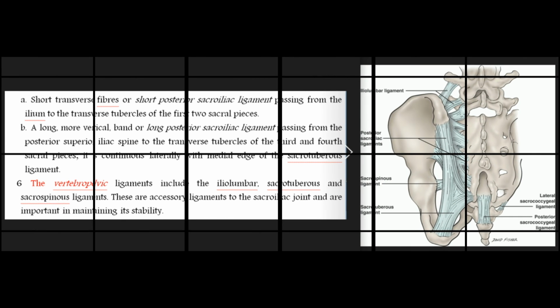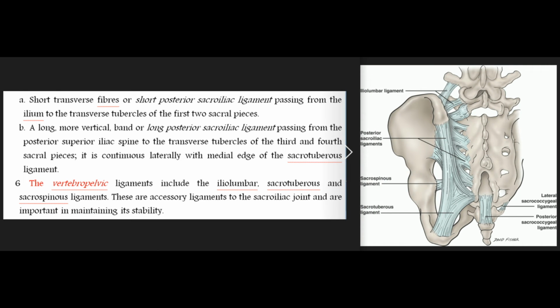5. Dorsal sacroiliac ligaments consist of: A. Short transverse fibers or short posterior sacroiliac ligament passing from the ilium to the transverse tubercles of the first two sacral pieces. B. A long, more vertical, band or long posterior sacroiliac ligament passing from the posterior superior iliac spine to the transverse tubercles of the third and fourth sacral pieces. It is continuous laterally with the medial edge of the sacrotuberous ligament.